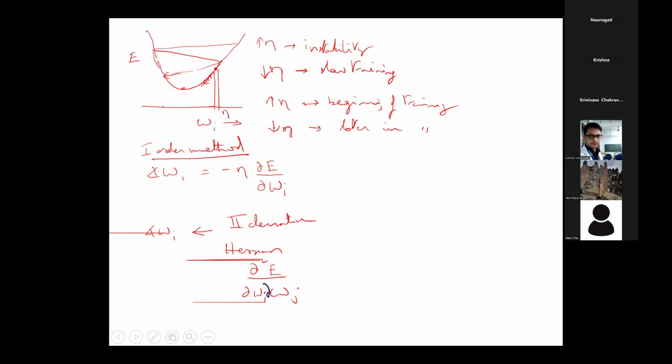So what people do is change eta based on the behavior of the error. Suppose it's diverging: you'll see a lot of fluctuation in the error, which means eta is too big, so reduce eta. If the error is not fluctuating and is going in the same direction very slowly, that means eta is too small, so increase eta. This is the kind of logic behind adaptive eta.